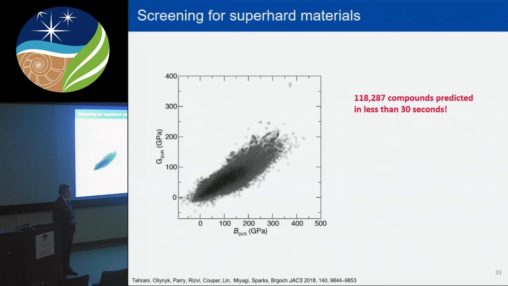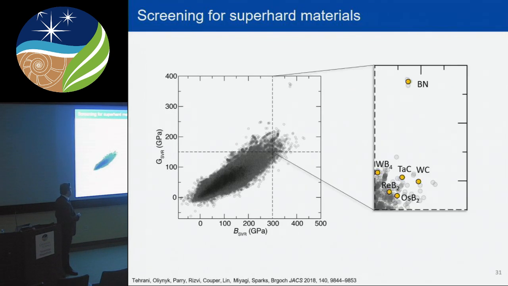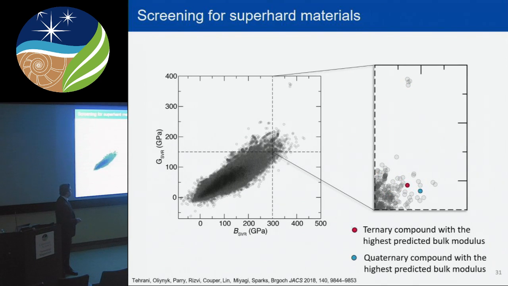So next, we want to screen for superhard materials. We know that they should have high bulk and high shear modulus, so we focus on this part of the diagram, bulk versus shear. We can see some common superhard materials listed here. And we also find ternary and quaternary compounds, which have the highest bulk and shear modulus. So we consider them to be new superhard materials.